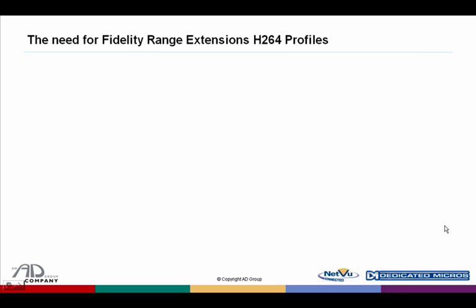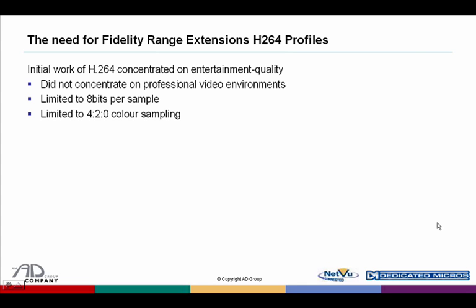Which then takes us on to the needs of these Fidelity range extensions within H.264. The initial work that H.264 concentrated on was primarily of entertainment quality for either disk or broadcast use. It didn't really look at the professional video markets where the information is being originated for film production and so on. So the original profiles were limited to only 8 bits per sample, so one of 256 levels, and the colour sampling was limited to 4:2:0 as a colour space map.